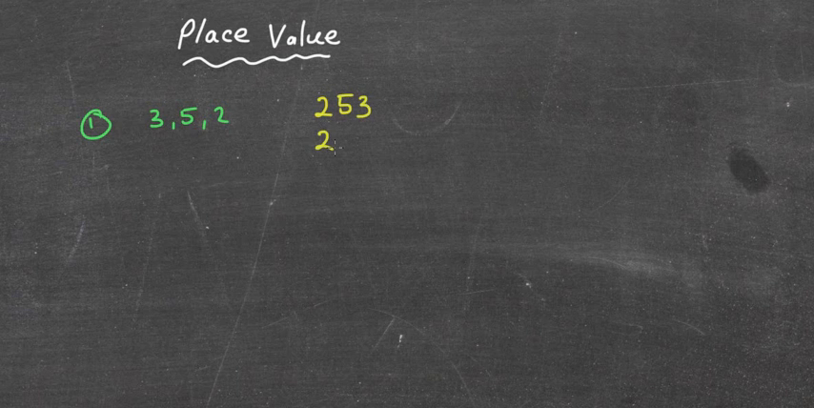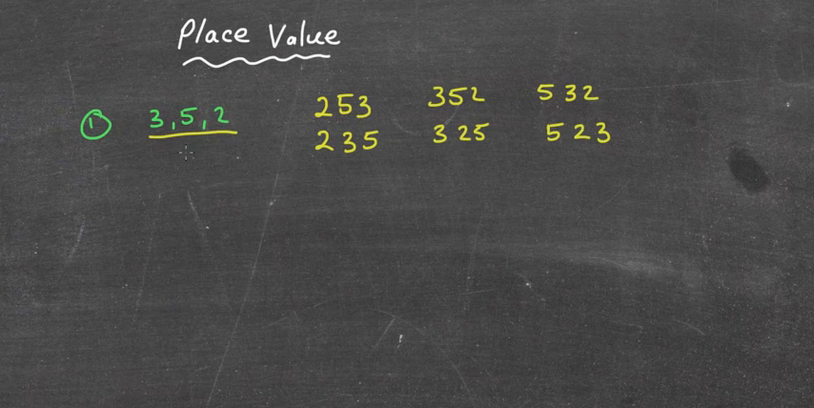Okay, so hopefully you've got these ones: 253, 235, 352, 325, 532, 523. So when you have 3 digits and you are making a 3-digit number, there are 6 different combinations, or 6 different numbers that we can make.